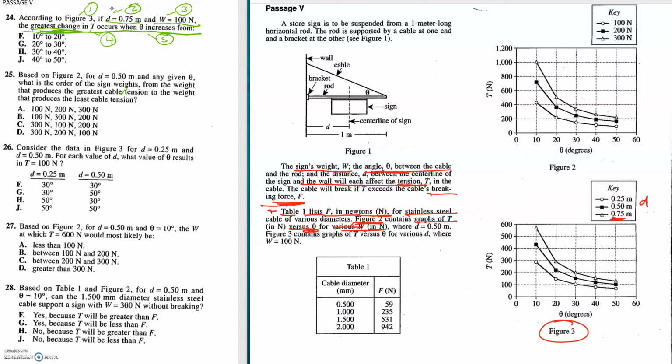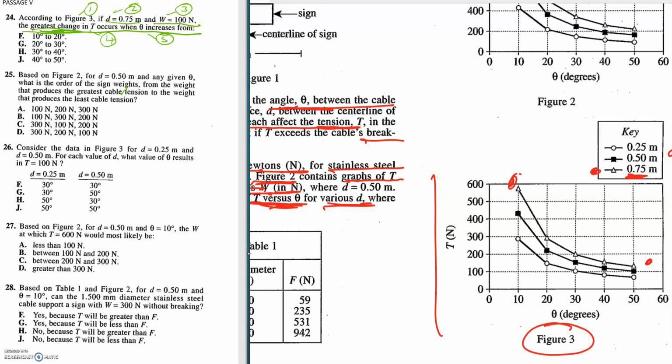So now I know what all the different things are, and we were looking at figure 3, and figure 3 contains graphs of the tension versus the angle for various diameters where W equals 100, where the weight equals 100. Okay, so we don't have to worry about this step 3, the W equals 100, because that's what this graph is. So 1 is find figure 3, 2, we found a 0.75 and it's the white triangle. So this is the top line, the triangles. I'll increase that so you can see that it is actually the triangle.